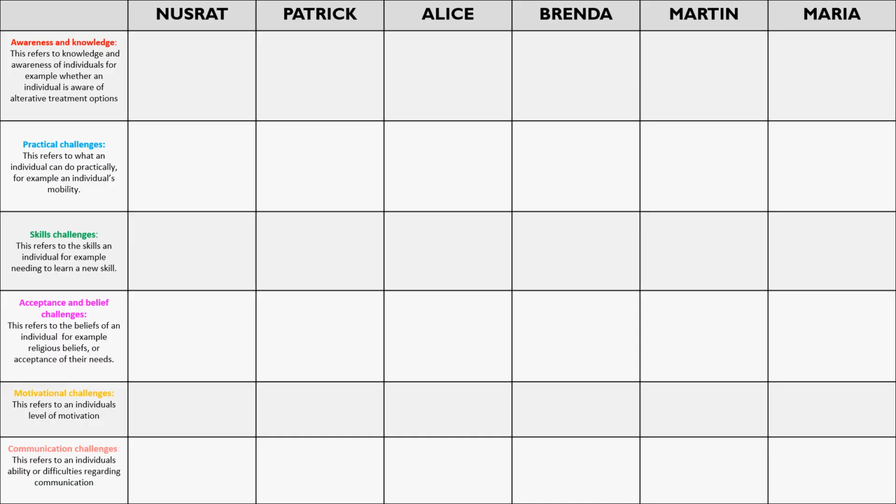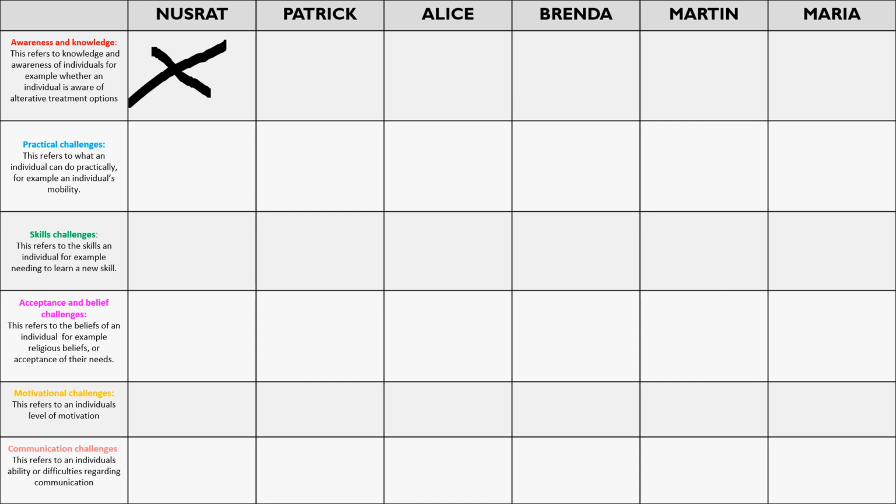So if you think about the 6 case studies we have in our coursework and the types of challenge that they may face. So we started with, obviously we can go through Nusrat, and we'll look at awareness challenges, and then we'll go through the others. So when it comes to awareness, it's about understanding the support that's available to them. So again, for most cases, we can tick this.